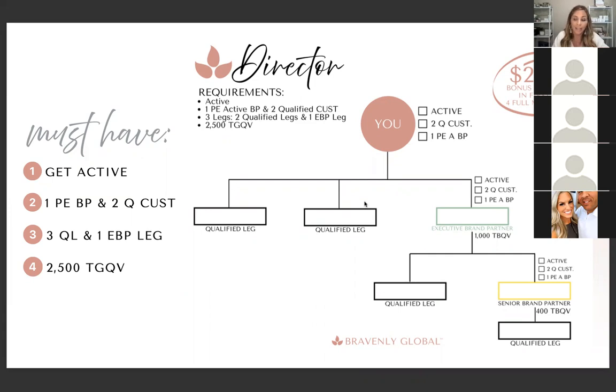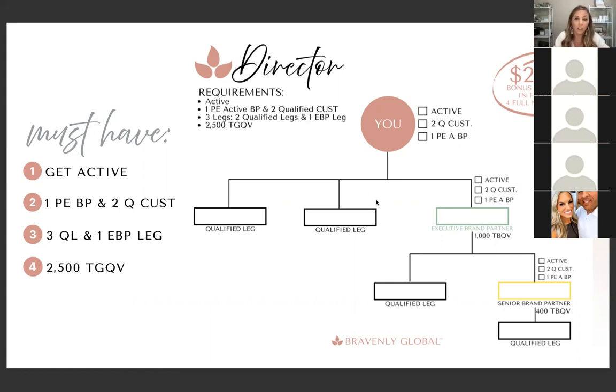1, you have to be active. Active is 100 PQV. That can come from your orders or your customer orders. Chances are, if you enrolled with that 249 kit, you're already active. So that's a checkbox right there. You can check that off.